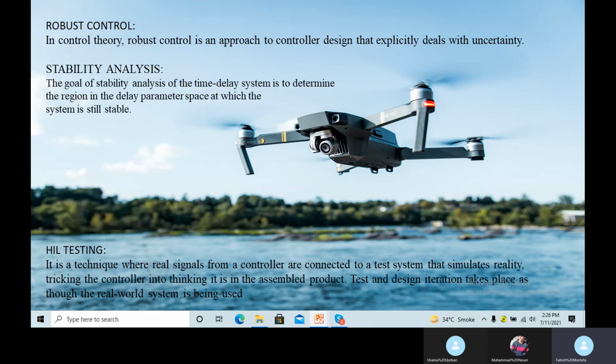Now let's discuss some definitions. Robust control is an approach to controller design that explicitly deals with uncertainty. Stability analysis is one of the basic problems in the field of systems control and signal processing. Its goal is to determine the region in the delay parameter space at which the system is still stable. HIL testing is a technique where real signals from a controller are connected to a test system that simulates reality, tricking the controller into thinking it is in the assembled product. Test and design iteration take place as though the real world system is being used.